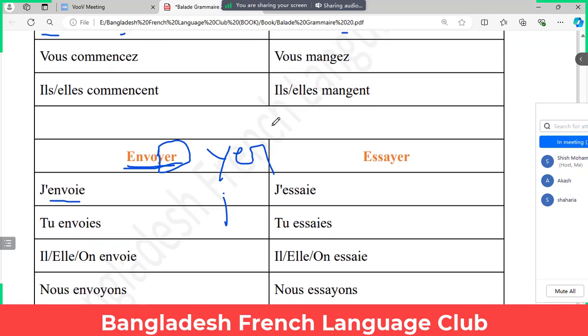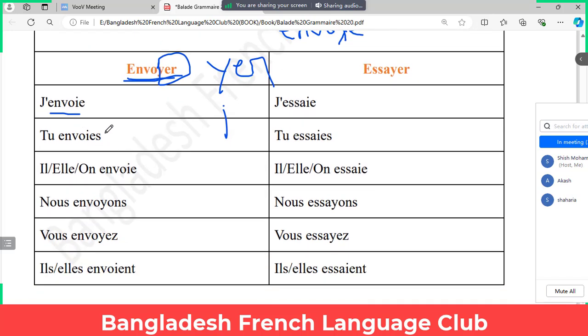If we don't make it I, then what happens? Envoye, right? Envoy, right? This is envoy. It's a weird sound, right? So it's not an envoy. So this Y becomes I, okay? So yeah, it is for the first three and the last one.